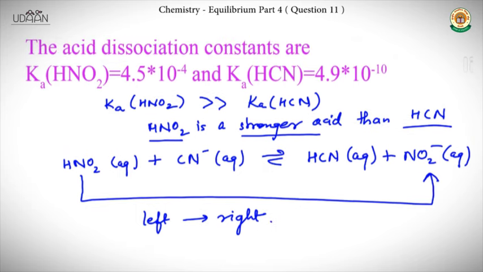So the important concept here is that we first compare the Kas of both the acids and see which one is stronger, and that is how the reaction will proceed. This was an easy question, the first one for ionic equilibrium. Now we proceed to the next one.